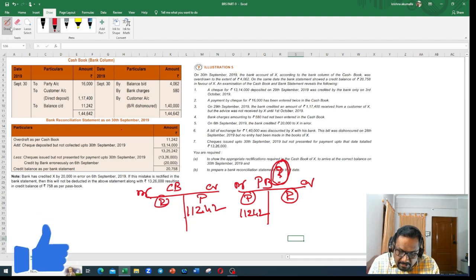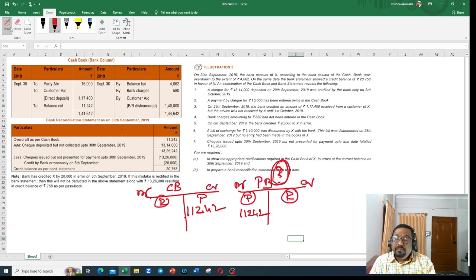On 29th September 2019, the bank credited an amount of 1,17,400 received from a customer X, but advice was not received by us until 1st October 2019. What happened here? What did we do here? One person went and directly deposited in the bank. Neither the bank nor the customer informed us. So what we did, we adjusted that in the cash book. Do you remember? We adjusted that. How much? What is the amount? 1,17,400. See here.